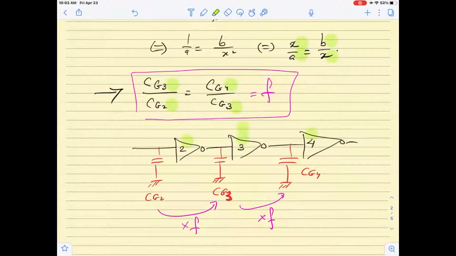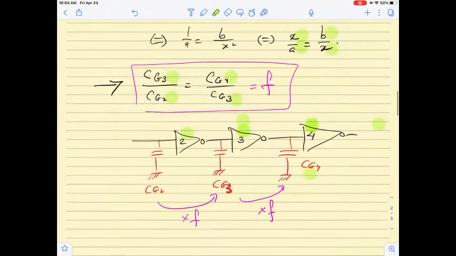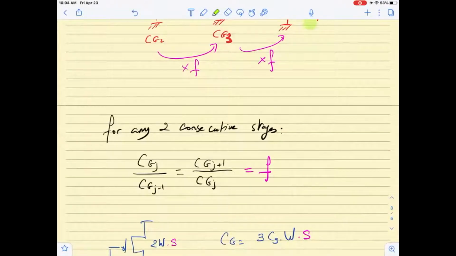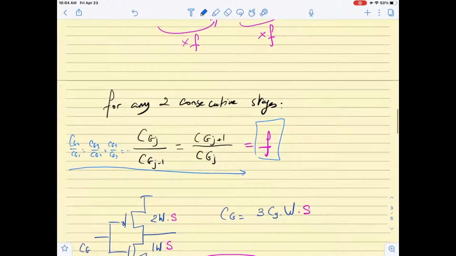I can call this value F. Since I have a chain, it is the same: 4 to 3, if I do the differentiation with respect to this one, will equal 5 to 4. This means they are all constant, all equal to each other. At any stage I end up with CG2 over CG1 equals CG3 over CG2 equals CG4 over CG3. So all of these ratios are equal, and I give them the common value F, which is the fan out.